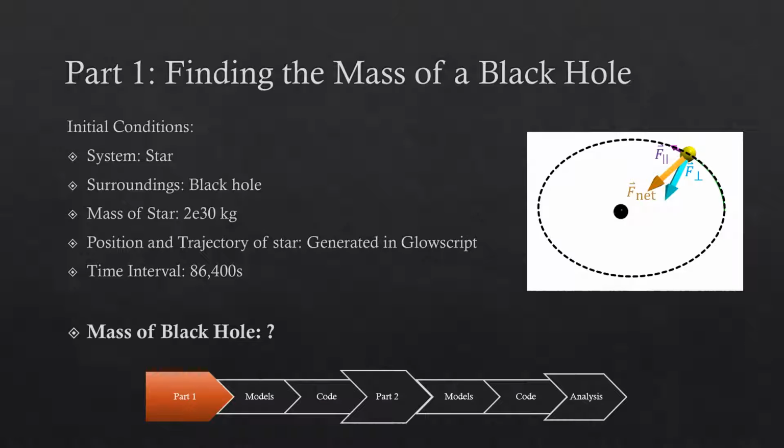Let's start with part 1. Our system is our star, which has a mass of 2 times 10 to the 30th kilograms, and its position and trajectory are uniquely generated in the starter code. Our time interval is 86,400 seconds, and the mass of the black hole is unknown.